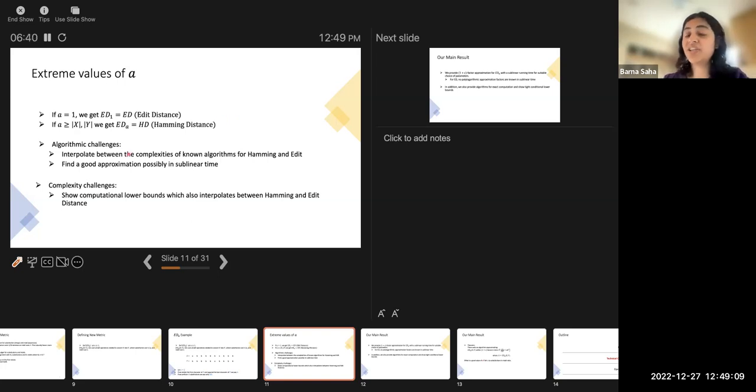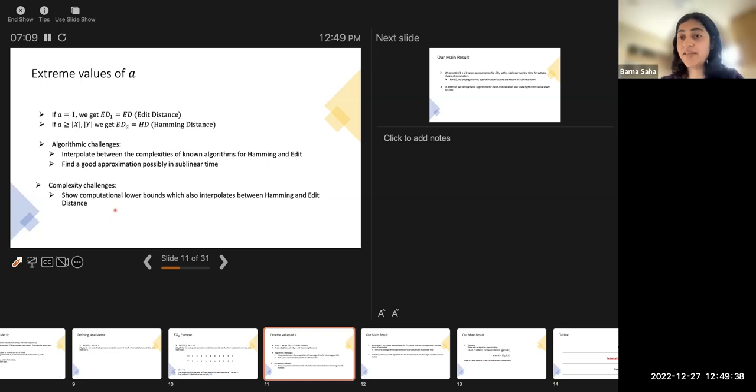And what are the algorithmic challenges? The algorithmic challenges are to interpolate between the computational complexities of known algorithms for Hamming distance, linear time, and edit distance, quadratic time, and find good approximations for EDA, possibly in sublinear time. And then from computational complexity, we want to understand whether it's possible to provide lower bounds for EDA, and if that lower bound also kind of interpolates between Hamming and edit distance.